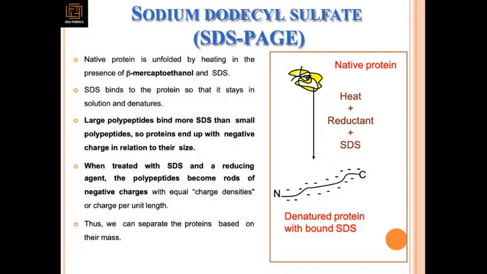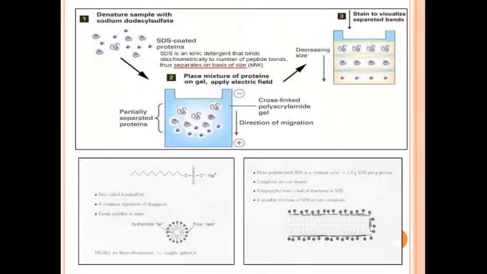So large polypeptides bind more SDS than the small ones, so proteins end up with a negative charge in relation to their size. So when treated with SDS and reducing agents, polypeptides become rods of negative charges. Thus, we can separate the proteins based on their mass. So these are the steps that happen. Denature the sample with sodium dodecyl sulfate, place the mixture of proteins on the gel and apply an electric field, and stain to visualize separate bands. So you have SDS-coated proteins. SDS is an ionic detergent that binds stoichiometrically to the number of peptide bonds, so separation is on the basis of size.